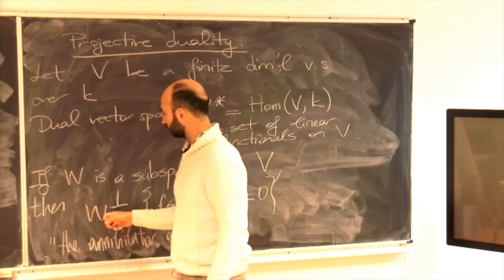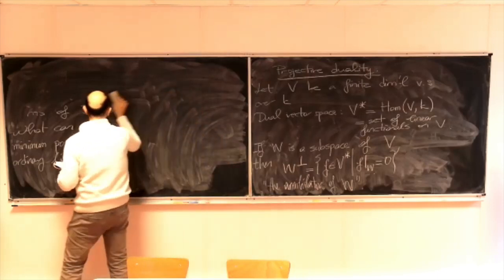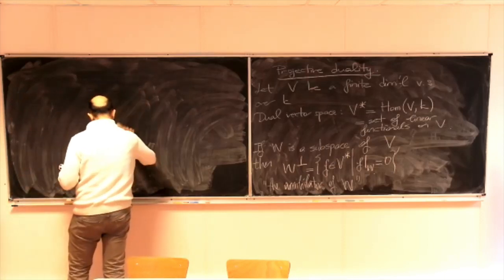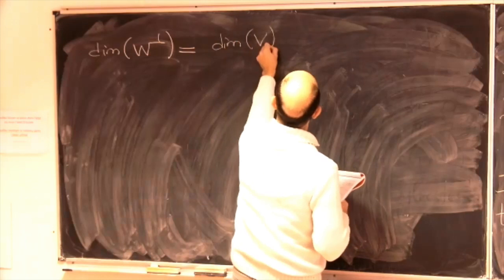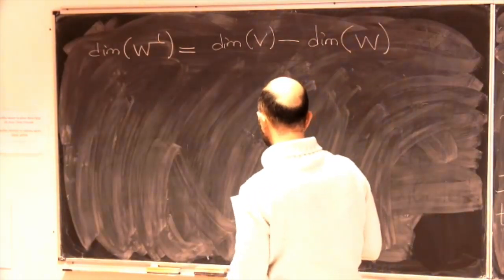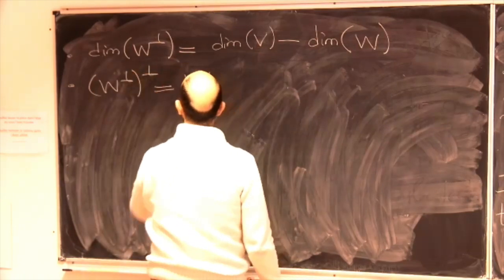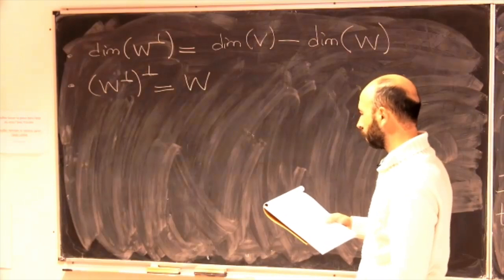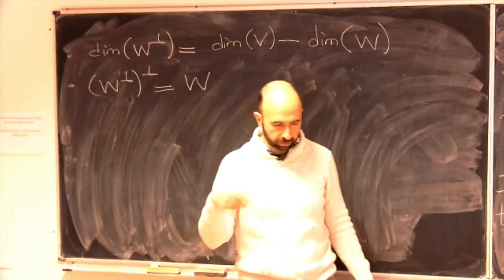Now, this correspondence W to W perp is dimension reversing. That means the dimension of W perp is equal to the dimension of V minus the dimension of W. Furthermore, if you do this operation twice, you go back to where you began. Here I skipped over something: there is a natural identification, in the finite dimensional case, of the double dual of V with itself.